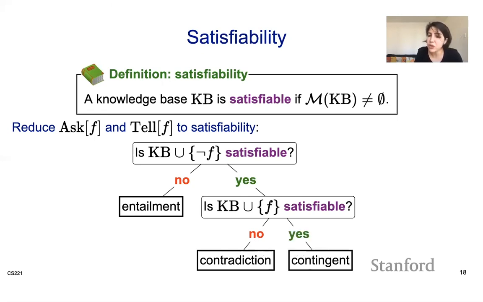And if I get yes for that, I get contingency. So what I've just done is, if I want to know if I'm in the entailment, contradiction, or contingency situation, then I can basically figure that out with 2 calls to satisfiability. And why do I want to know if I'm in any of these situations? Because that helps me implement my ask and tell operations.